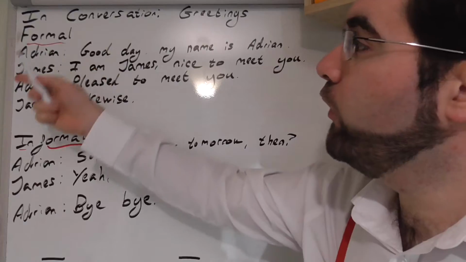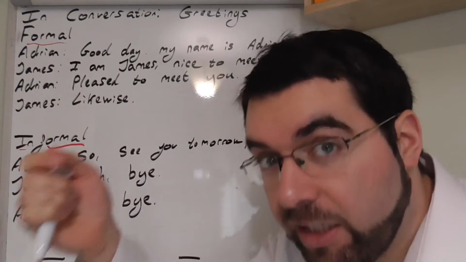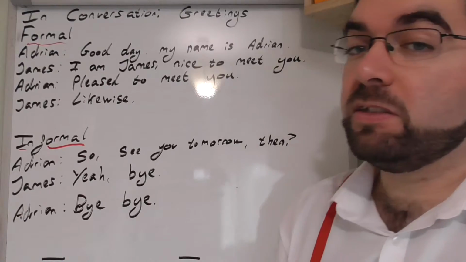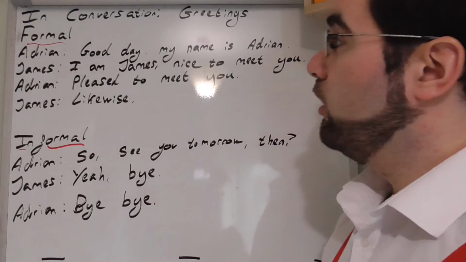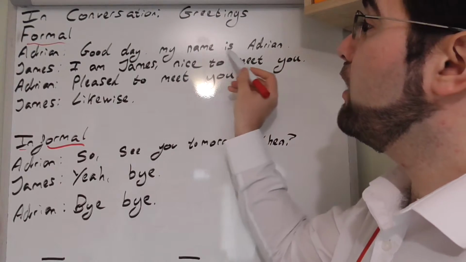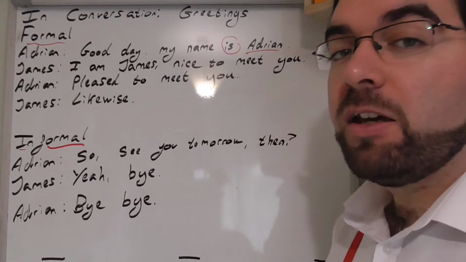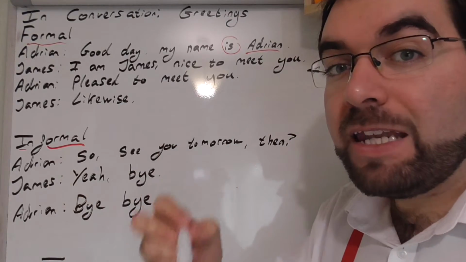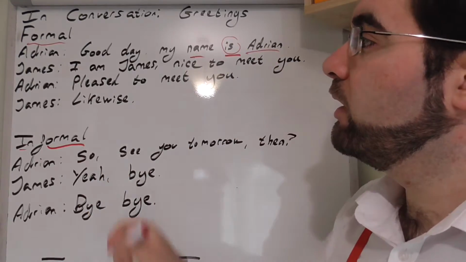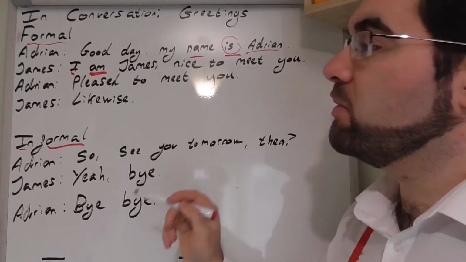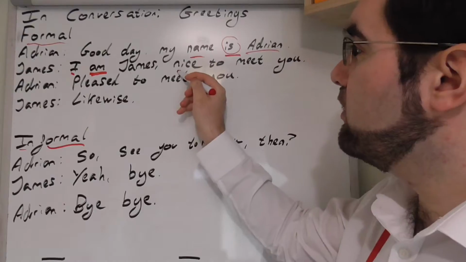Okay. So formal. Adrian, good day. Good day. Remember, formal is very nice. Formal. Good day. My name is Adrian. Not my name's Adrian. My name is, not name's Adrian. I am James, not I'm. I am. I'm. I am James.